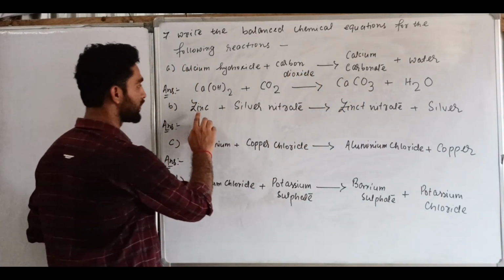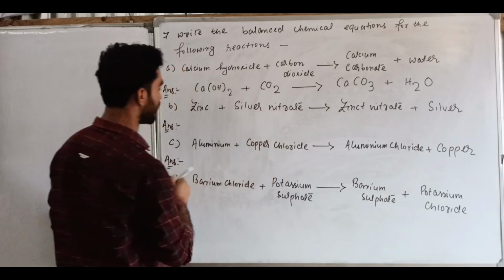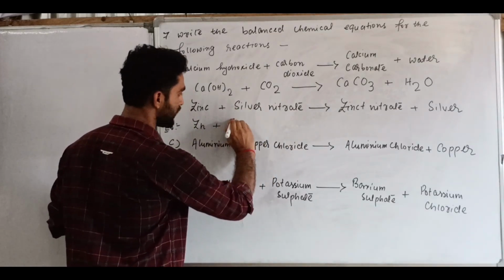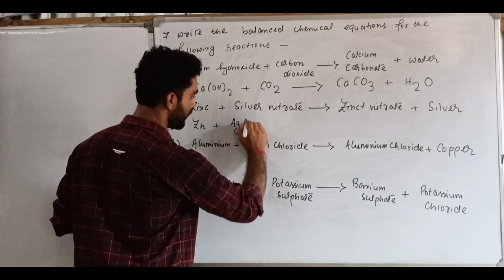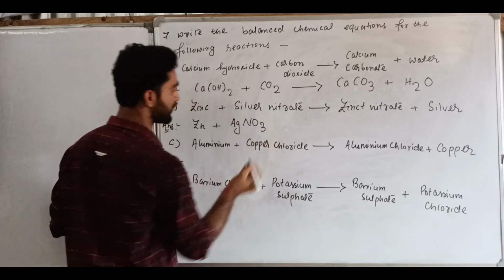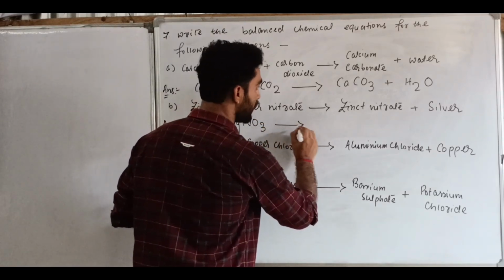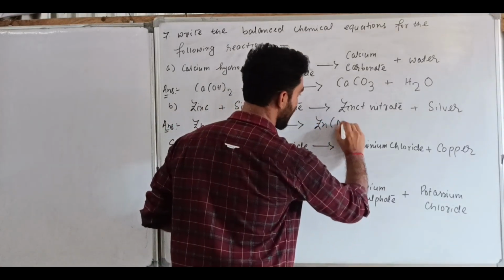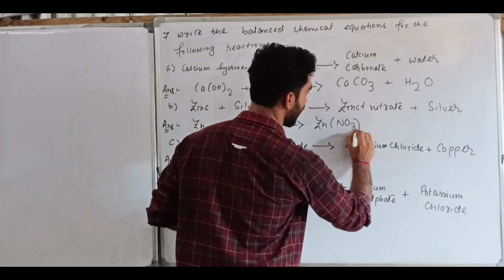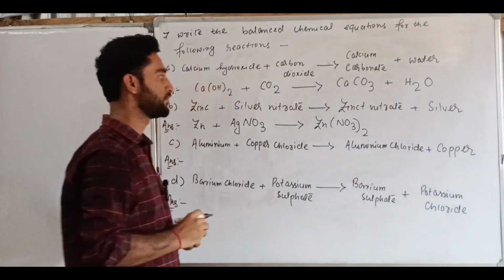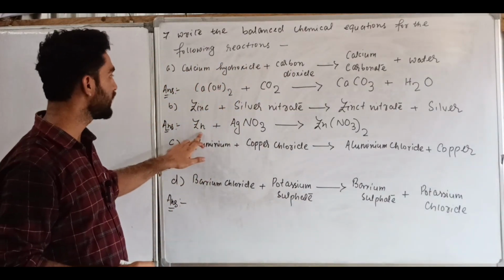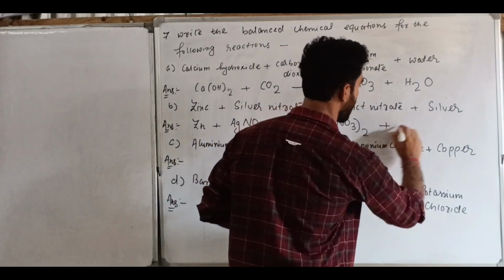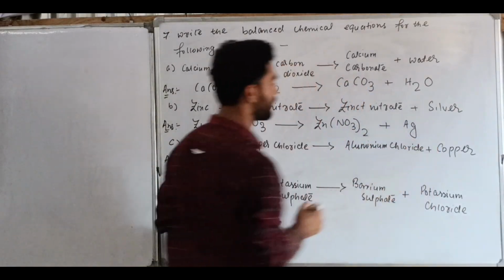Now the next reaction. Zinc reacts with silver nitrate. Silver nitrate formula AgNO3. It will form zinc nitrate. Zinc nitrate formula Zn(NO3)2. So zinc reacts with the silver nitrate. They will form zinc nitrate plus silver.